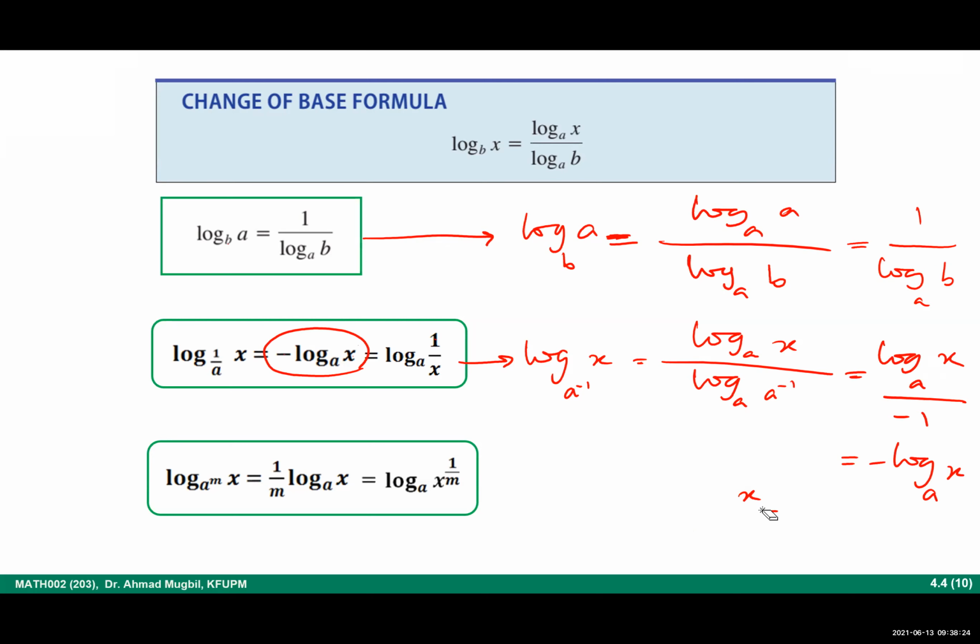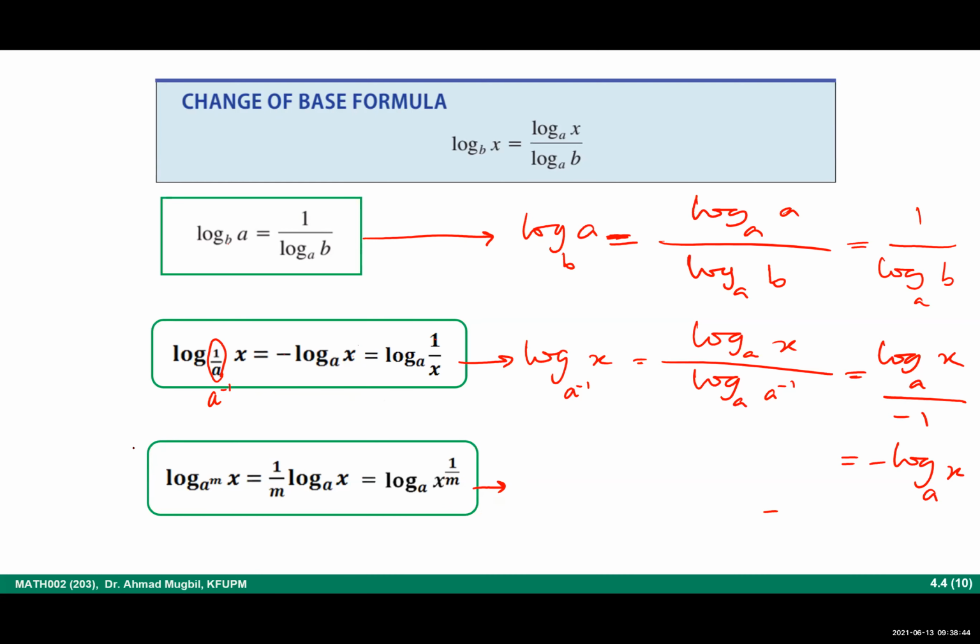The same. Similarly here, ya shabab, the same idea. By the way, this is a special case of this. This is the general one. The general one says that if you have log base A to the power M of X, it will be 1 over M times log A of X. So easy.